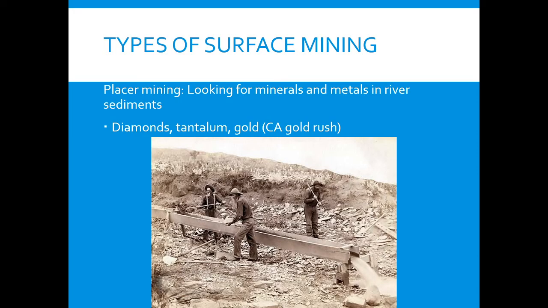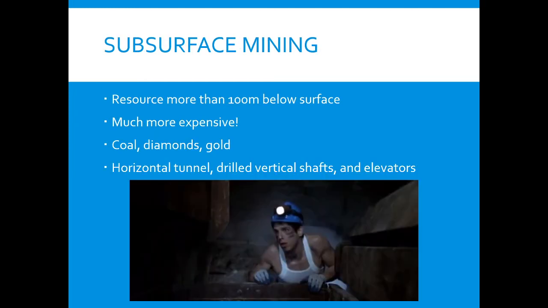There's also placer mining, which is where you look for minerals and metals in river sediments. So this is how diamonds, tantalum, and gold are found. The California gold rush, for example, was done through placer mining, hence the area Placer County. Placers are just where you're looking for minerals and metals in the sediments of rivers, because the heavy minerals fall to the bottom and are carried with the river.